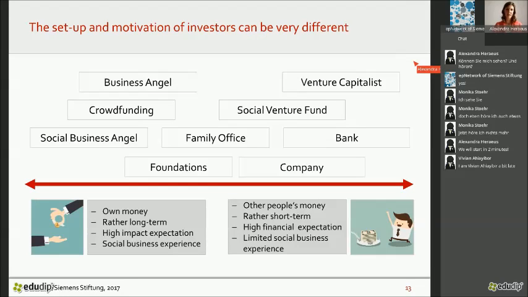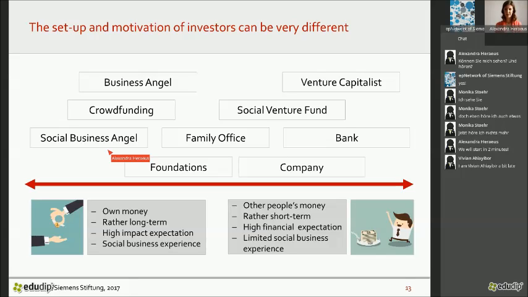To bring a little more structure in here, I've sorted the different investor groups, and on the line below you can see the two ends being, on the one hand, own money, rather long-term, high impact expectations and social business experience, while on the other hand I put the opposite and want to touch upon four points here. Social business angels, for example, are basically in all aspects on the very left side. So they are very flexible. They think about more long-term aspects, and usually have not too many financial expectations, but rather impact expectations.